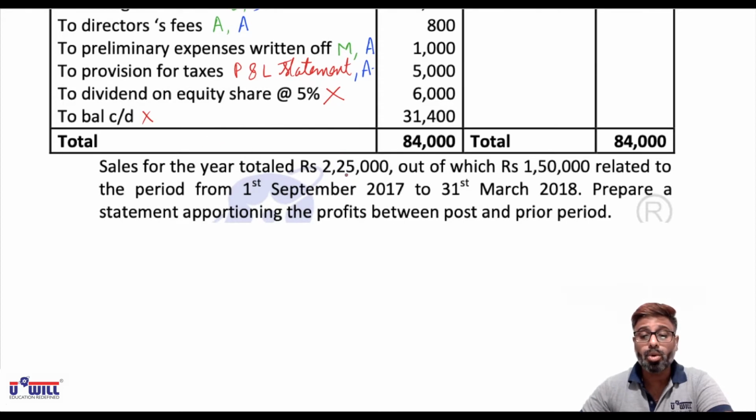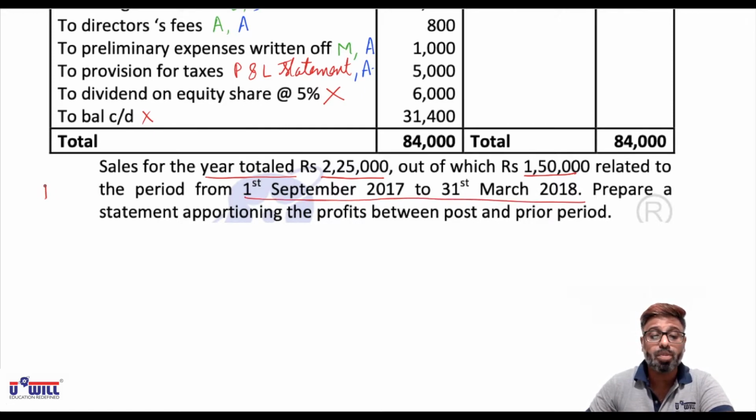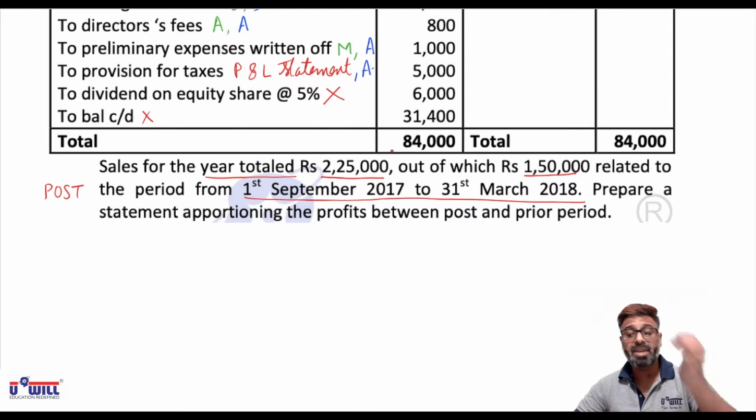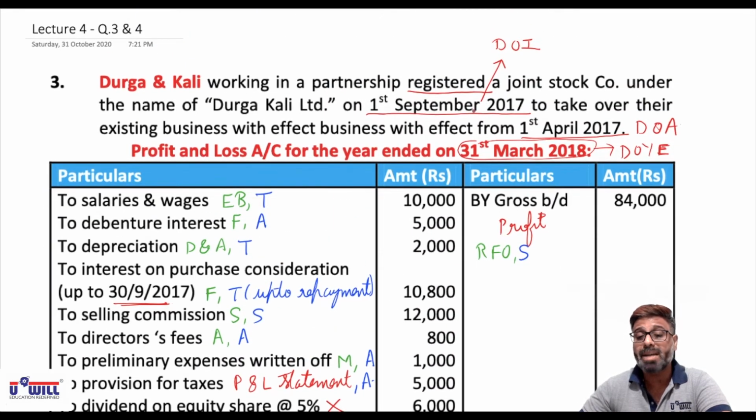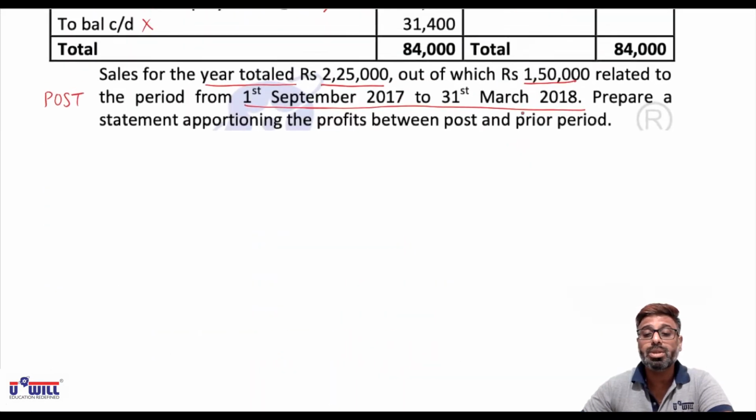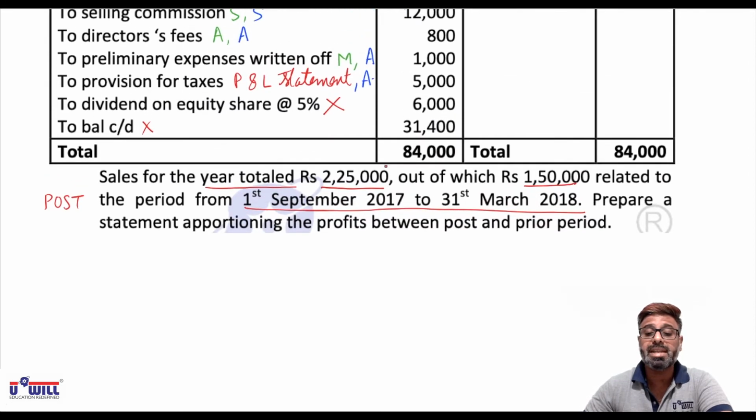Sales for the year, total sales for the whole year, 2,25,000, out of which 1,50,000 relates to the period from 1st September to 31st March, that is the post incorporation period. So 225 minus 1,50,000, 75,000, will be pre incorporation sales, from which we will find the sales ratio.